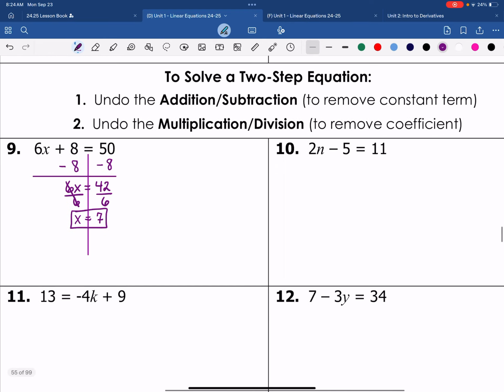Let's try another one. Number 10. Again, I'm going to draw that line down the middle to keep everything separate. I have 2 times n subtract 5 equals 11. I want that negative 5 and the 11 on the same side. So to bring that 5 over, I need to add 5 to both sides. Negative 5 and a positive 5 cancel. That leaves me with 2n equals 11 plus 5, 16. Now I have 2 multiplied by n. I need to use division to undo that multiplication, and I end with n equal to 8.